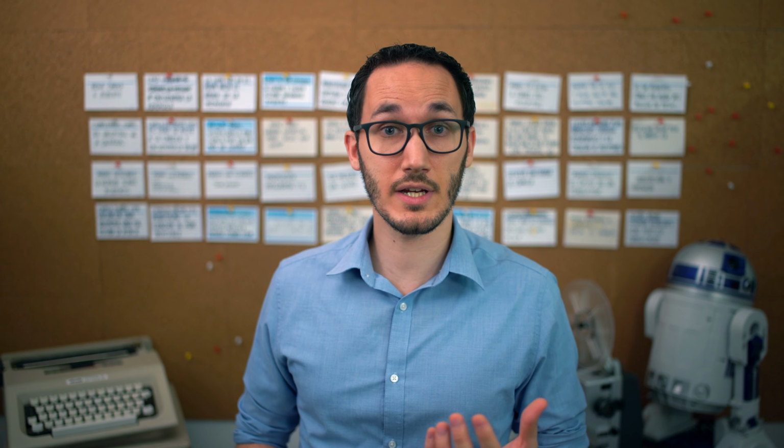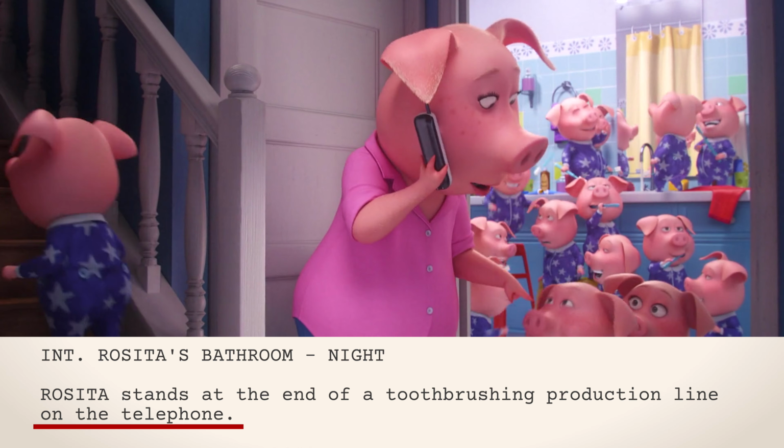You start by simply describing the action. Once it's clear that the character is speaking on the phone, there is no need to add any other indication on the script. Here's an example from Sing, written by Garth Jennings.